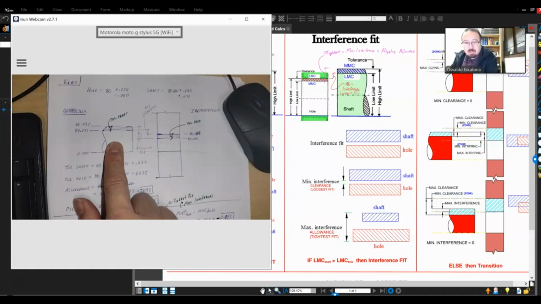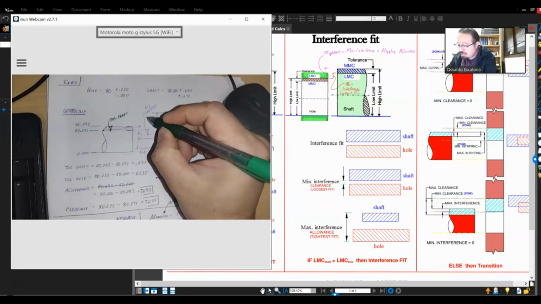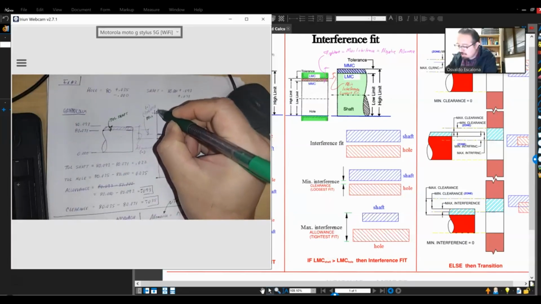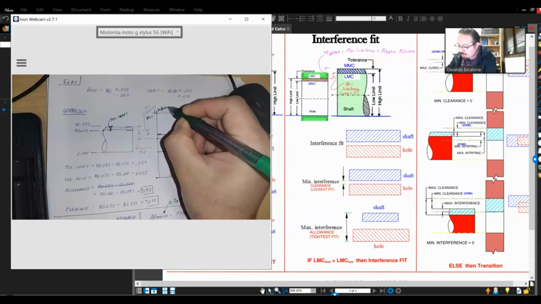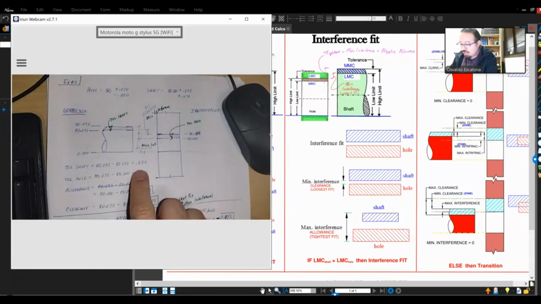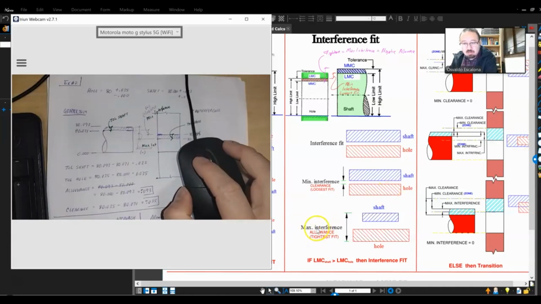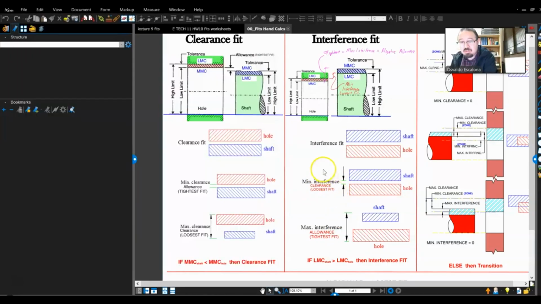You guys will notice that the minimum interference is the loosest fit, right? I told you before, you can call it negative clearance or you can call it minimum interference. Or you can call this one the maximum interference. You can call it negative allowance, and it's actually the tightest fit. The minimum interference, you can call it negative clearance, and it's usually the loosest fit.